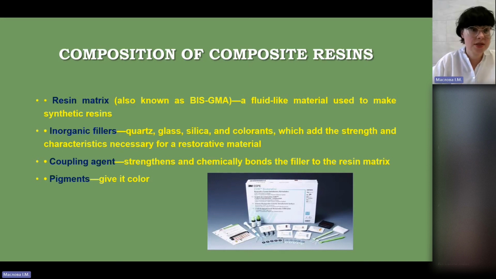Composition of composite resins, chemical curing and light curing types of these materials. It's a resin matrix, also known as bis-GMA or bisphenol glycidyl, fluid-like materials used to make synthetic resin; inorganic fillers, quartz, glass, silica, and colorants, which add the strength and characteristics necessary for restorative materials; coupling agents, which chemically bond the filler to the resin matrix; and pigments give it color, because you can provide imitation of enamel and of dentine, relatively natural these structures.